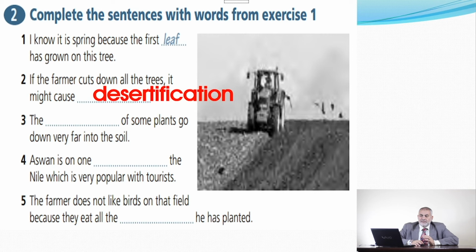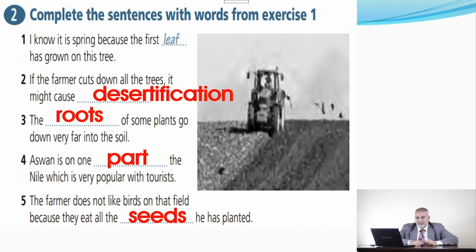The roots of some plants go down very far into the soil. Number 4, a swan on one part of the Nile is very popular with tourists. Number 5, the farmer does not like birds. Why? Because they eat all the seeds he has planted.